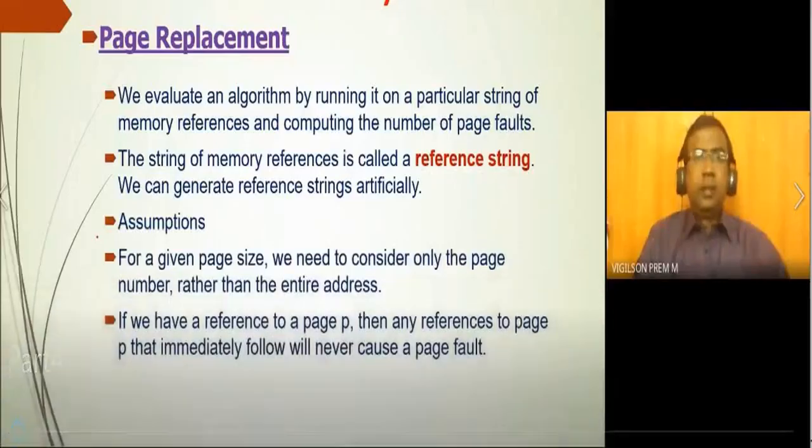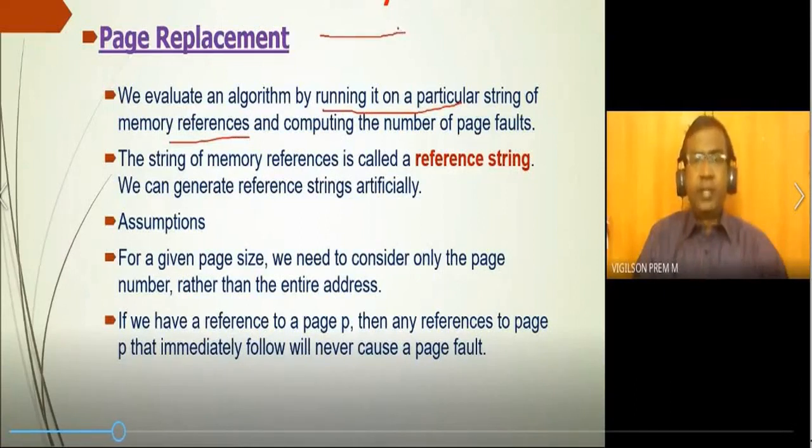Okay. So in order to discuss the various page replacement algorithms, we have to discuss some examples. In order to define that example, we have to follow some constraints or conditions. What are the conditions? First one, we evaluate an algorithm. We are going to discuss page replacement algorithms, evaluating a particular algorithm by running it on a particular string of memory references. So we are going to give a series of memory references, and using those references only, we are going to implement the page replacement algorithm.